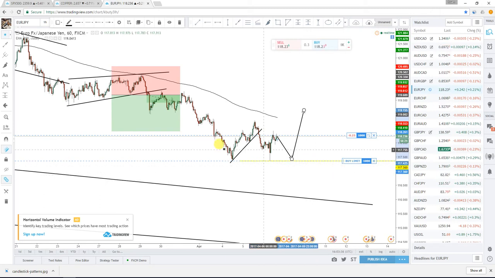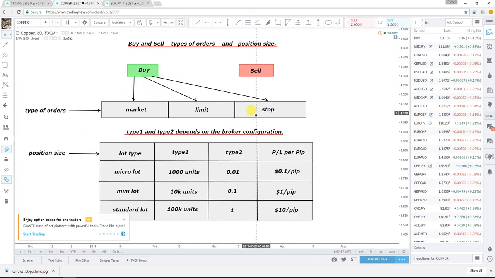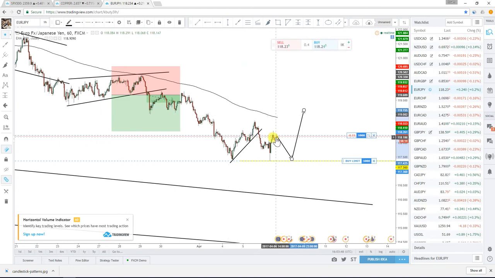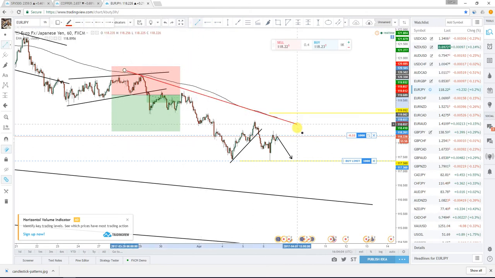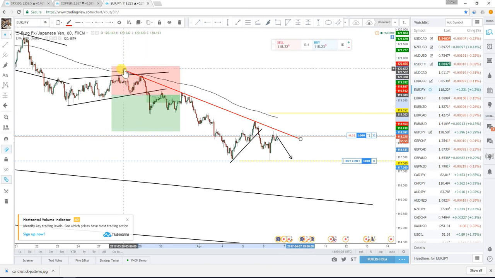But the third type is a stop order. Sorry guys, a stop order. If you want to buy a stop order, this time you're choosing to buy above the price given by the market, like here, for example. Let me clear this. Like here. And this technique is used in breakouts. Let's say, for example, that I want to buy at the breakout of this trend line here. I believe that if the price goes above this trend line, the price is going to go up.